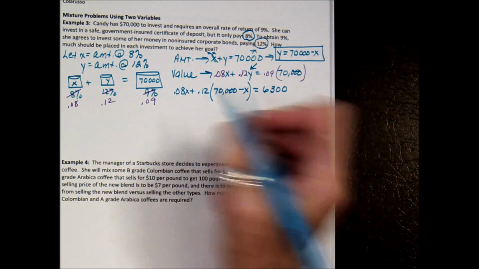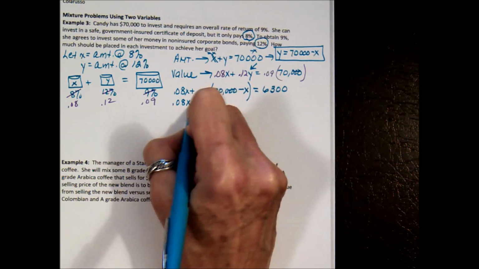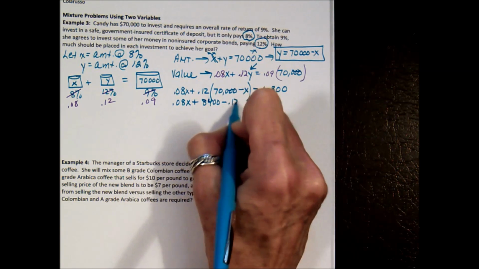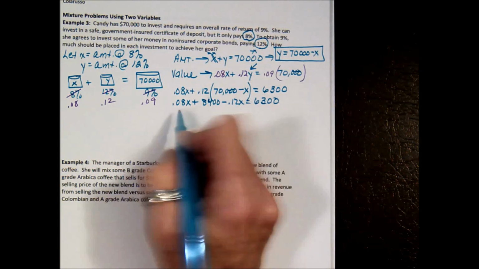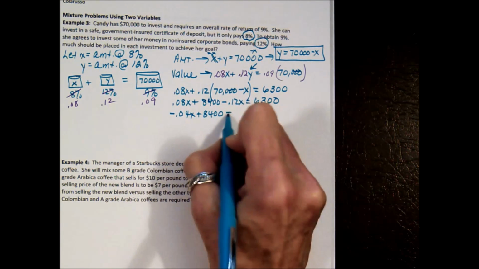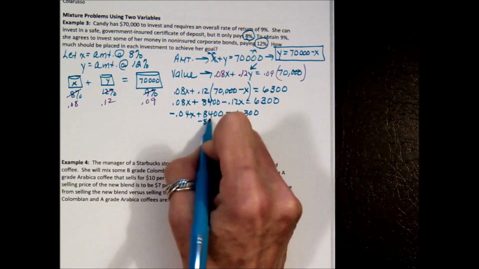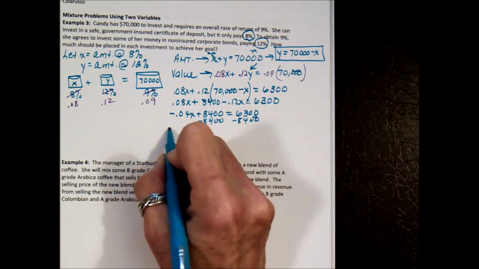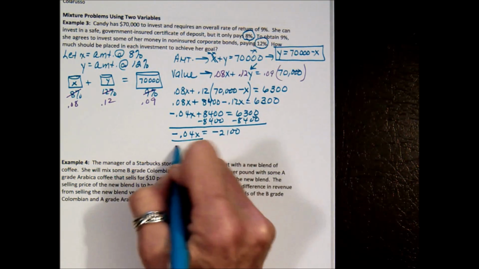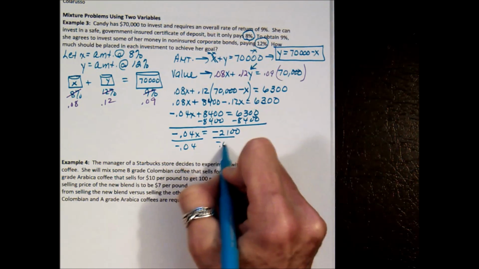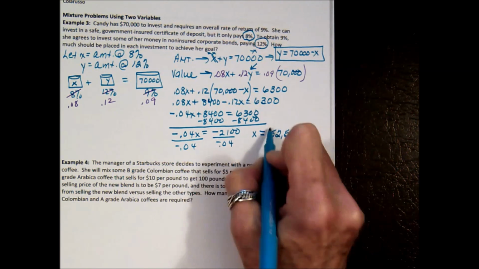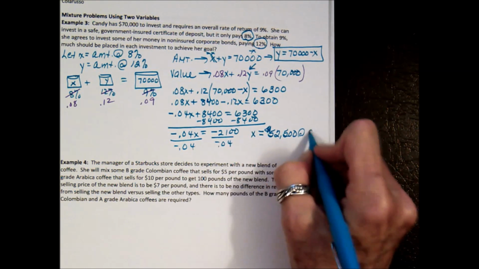Now it's just a calculator problem. 0.08X we're going to distribute, plus 0.12 times 70,000 is 8,400, minus 0.12X equals 6,300. We're going to combine like terms. Negative 0.04X plus 8,400 equals 6,300. Subtract the 8,400 from both sides and you get negative 0.04X equals negative 2,100. We divide by negative 0.04 and you get X equals 52,500. So that's how much she is going to invest at 8%.